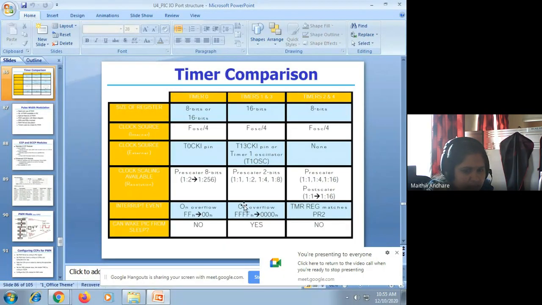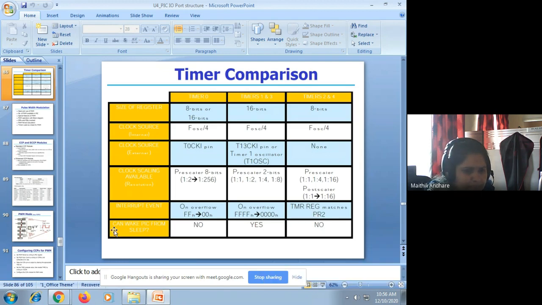With all the timers, but the postscaler operation is available only with timer 2 and timer 4. Then the interrupt event occurs upon the rollover, but here it occurs when it matches with the PR2 register. PR2 is a period register. And it can wake the PIC microcontroller from sleep.